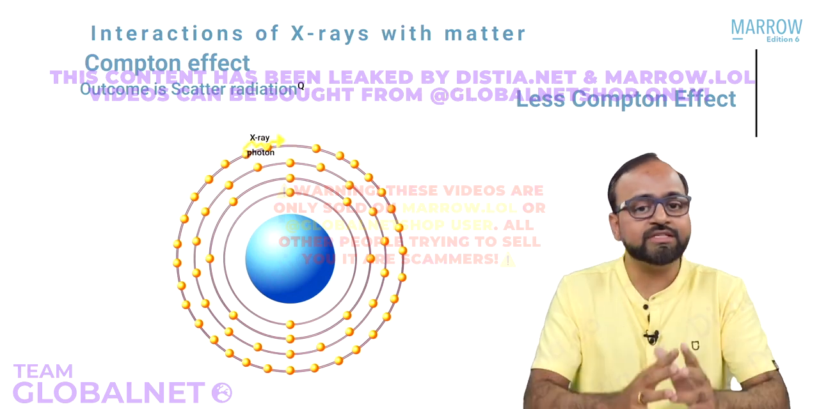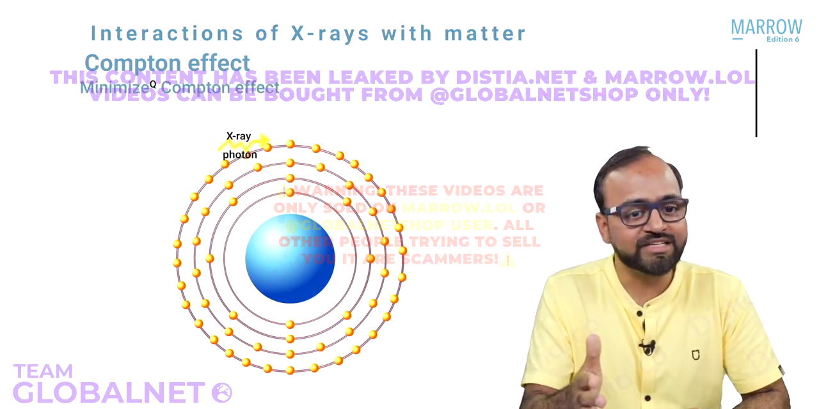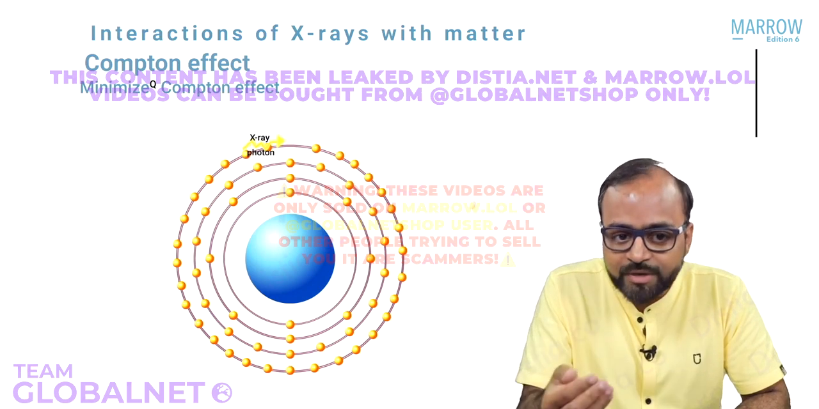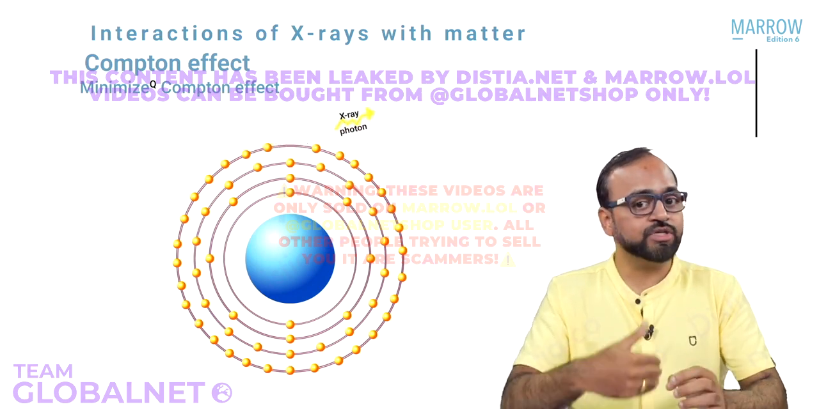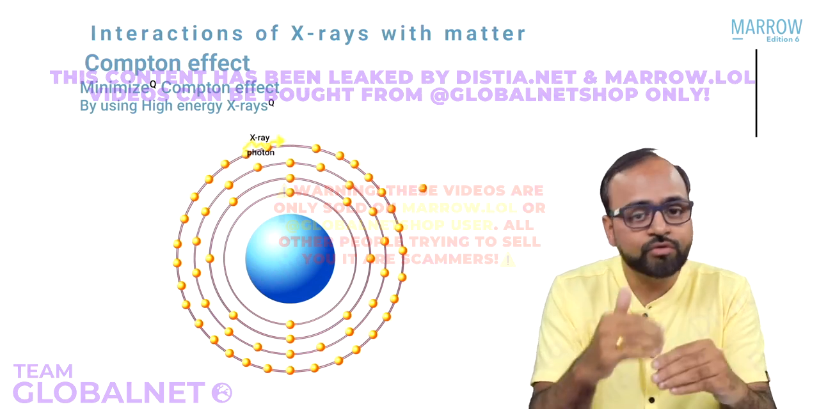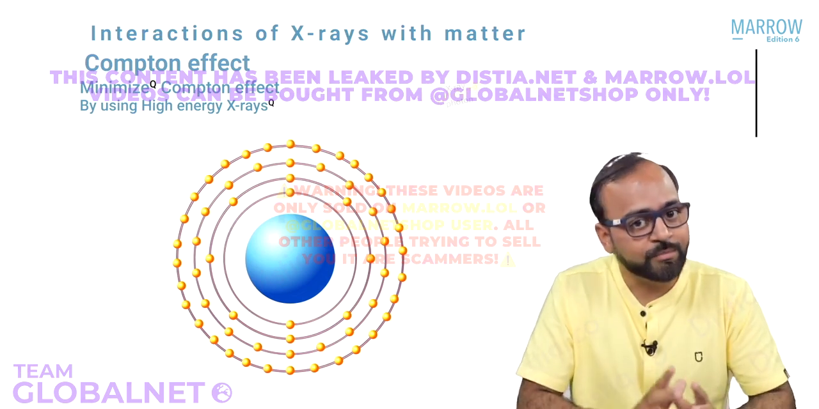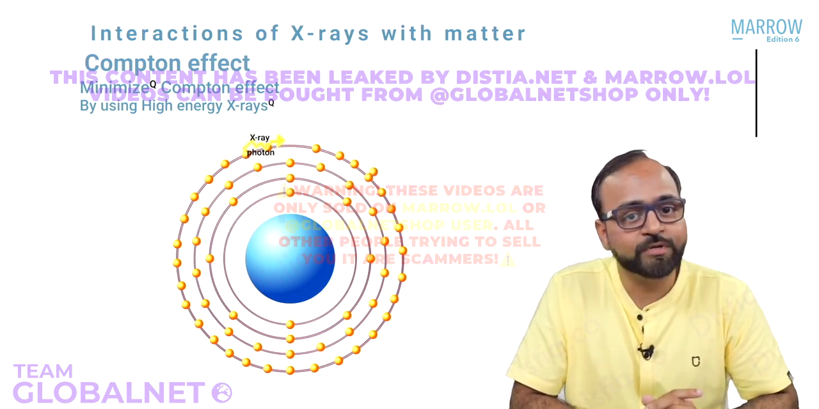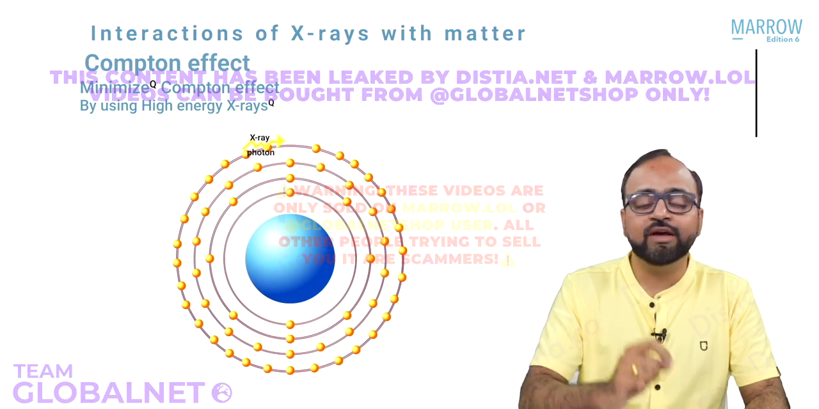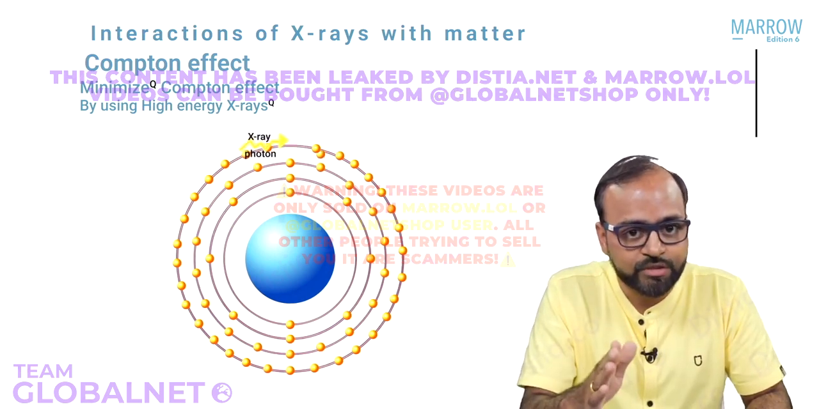And therefore, we as radiologists, we clinically always try to minimize the Compton effect as far as possible. How can we minimize it? We can minimize by using high energy X-rays, because Compton effect, I said, is a mid energy phenomenon. So if we use a high energy X-ray beam, Compton effect can be reasonably minimized. This is what is about Compton effect, that is interaction of X-ray photon with an outer shell electron. That is what you can see in this animation.